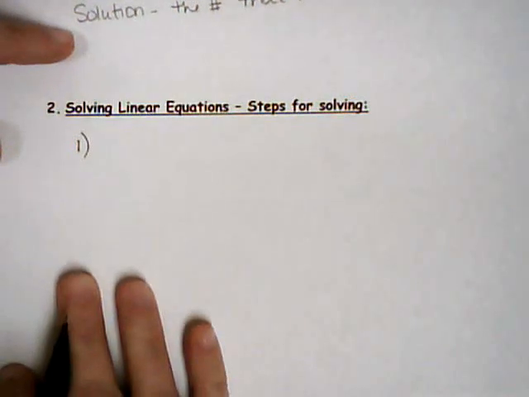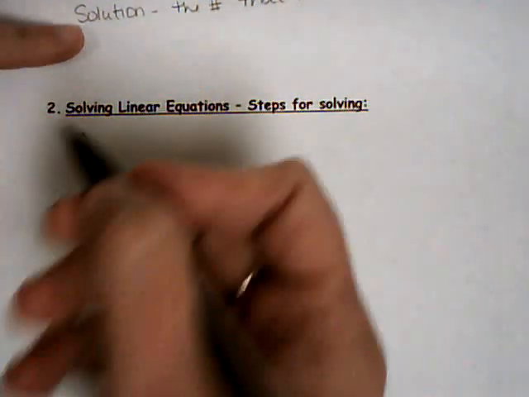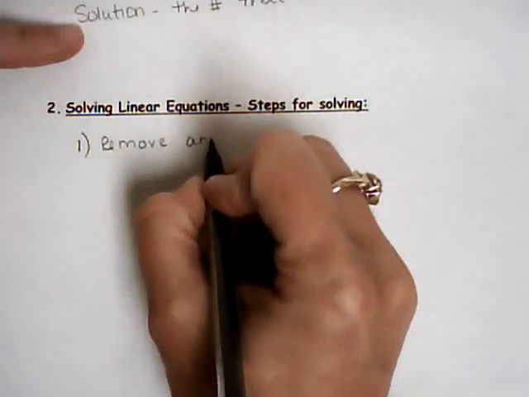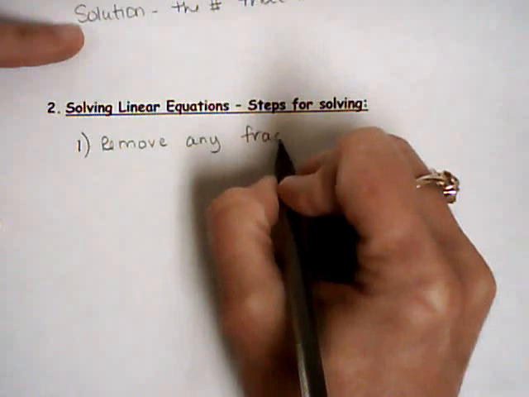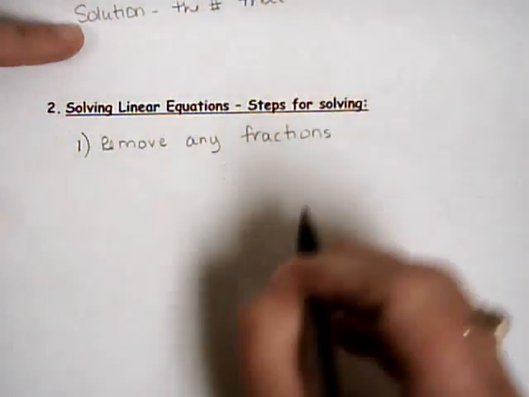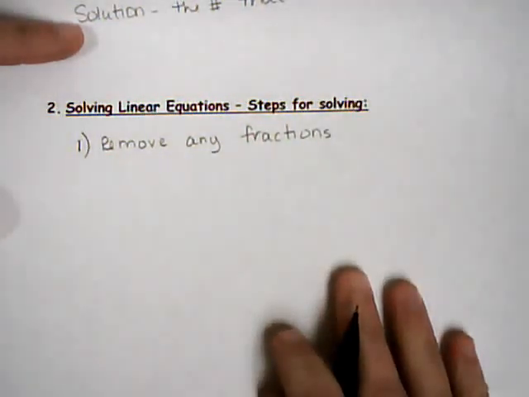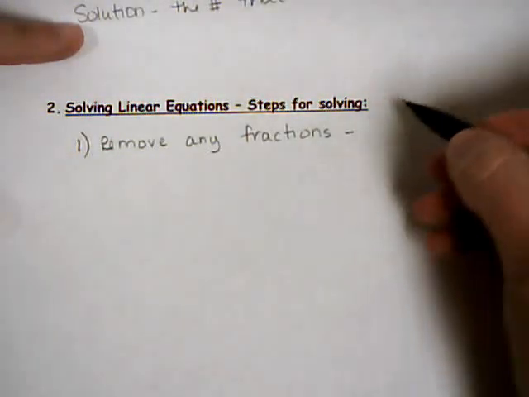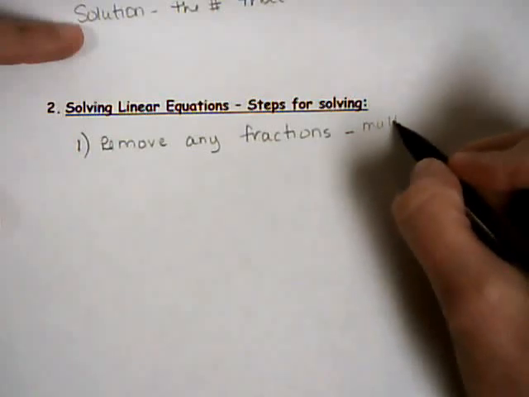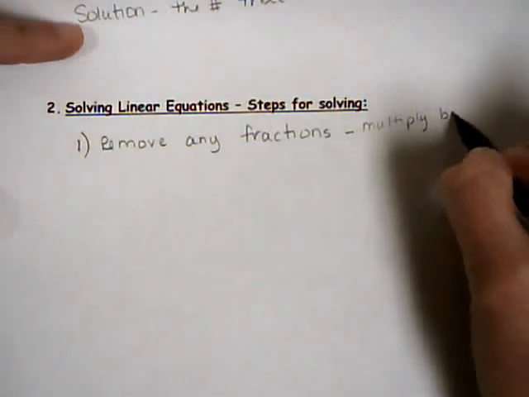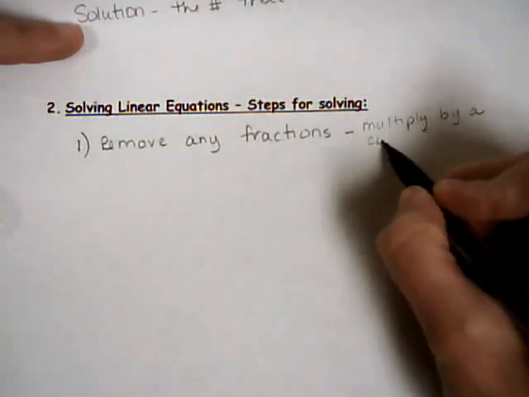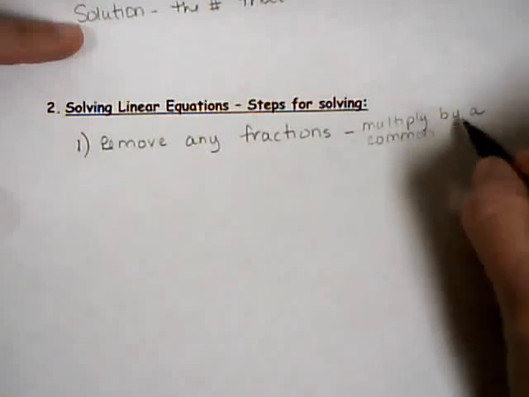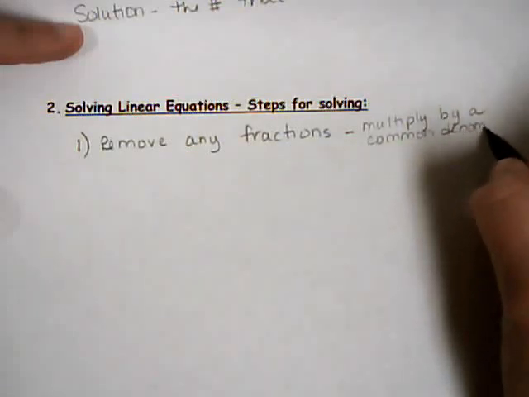First step that I'm going to say is to remove any fractions that you may have in the problem. Okay, so they're not all going to have fractions, so you won't have to do this every time. I just say remove any fractions, and you do this by multiplying by a common denominator. And I will show you an example of this in a future lesson. Multiply by a common denominator.